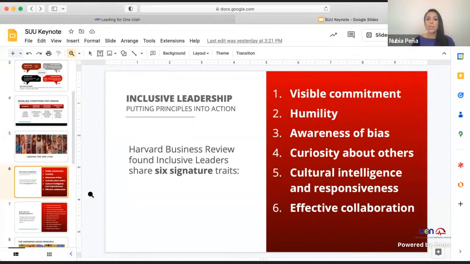Then another trait is humility. We recognize we are not experts at this. I can tell you coming into this space, this is an ever evolving process of learning and unlearning how to do the work so that we grow the table and we bring people in a way that honors them. So humility is critical to leading teams through an inclusive posture.